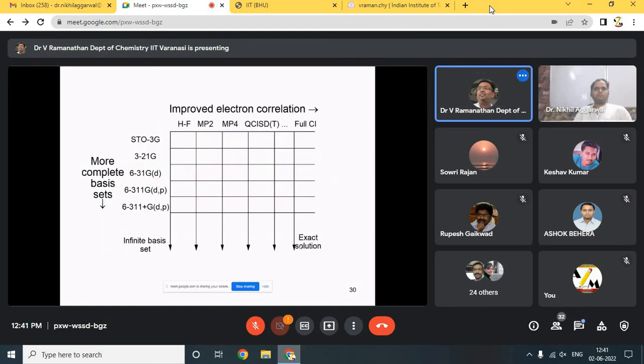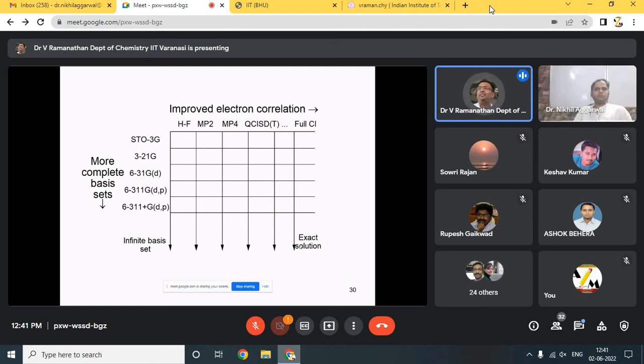Because if you understand this matrix very clearly, on the horizontal axis from left to right, the electron correlation is improving. What do I mean by electron correlation? See, in the case of hydrogen atom, you have only 1 electron. So there is no correlation coming into picture at all. But if you go to helium atom, it's a 2 electron system. I said that the interelectronic repulsion term makes the system unsolvable. So this needs to have approximate methods.